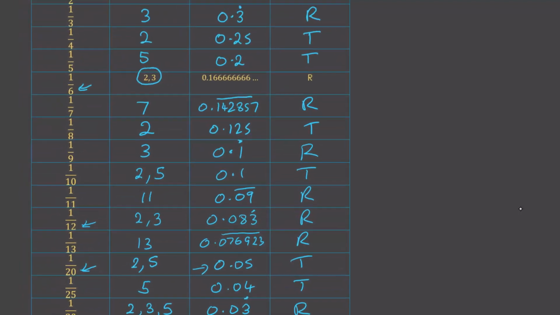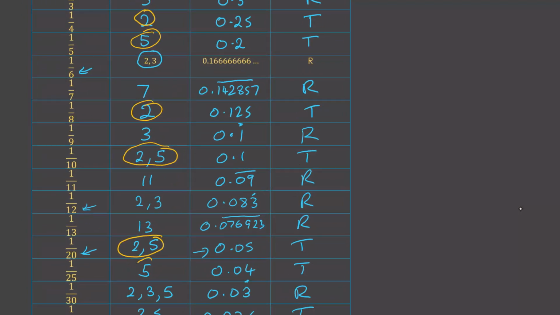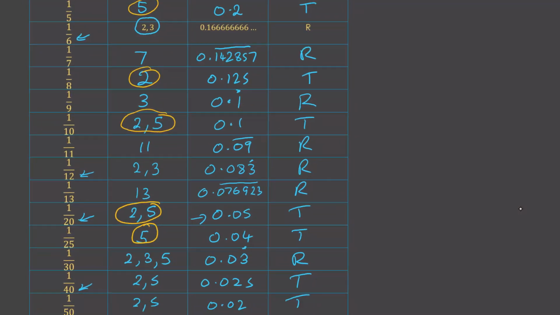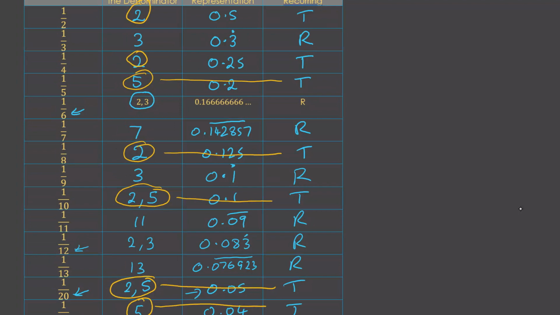Now, what we're going to go on and look at, if we look at all the ones that have 2 or 5, or just 2s and 5s, so all of those ones, what happens? They all terminate. So terminate, terminate, terminate. But the very second that we have another prime, not 2 or 5, we get recurrence.